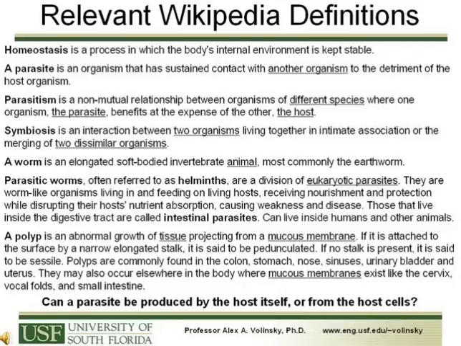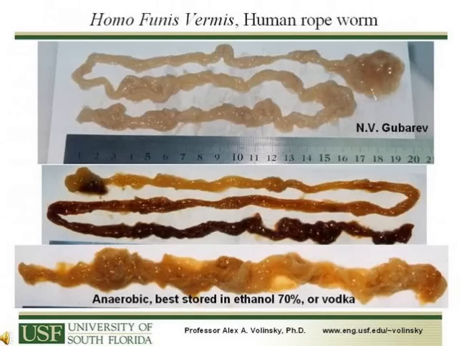If they are in the intestinal tract, they're called intestinal parasites, and we know that both humans and animals can be affected by them. A polyp is an abnormal growth of tissue projecting from a mucous membrane, and it can be either attached or not attached, but there's this connection with the mucosa. So the question is probably for a biologist or somebody who understands how nature works: can a parasite be produced by the host itself or from the host cells? Is this really possible?